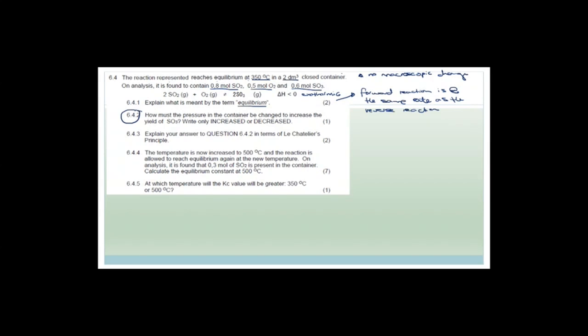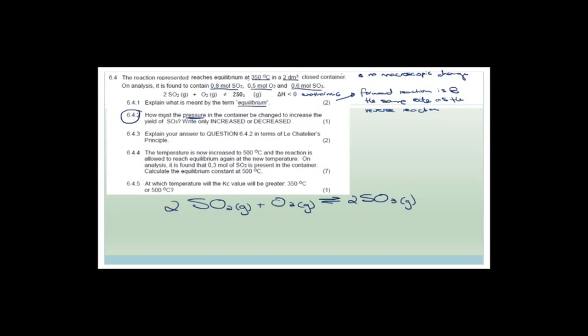Now 6.4.2 says, how must the pressure of the container be changed to increase the yield of SO3? Write down any increase or decrease. Okay, so let's write it out here. We've got 2SO2 gas plus O2 gas is in dynamic equilibrium with 2SO3 gas. And why am I so impressed about the fact that they're gases? Because we're talking pressure, and pressure only affects gases.